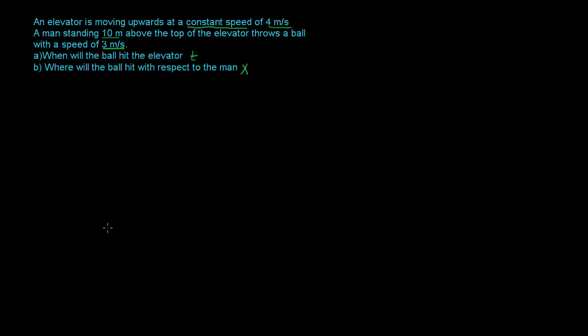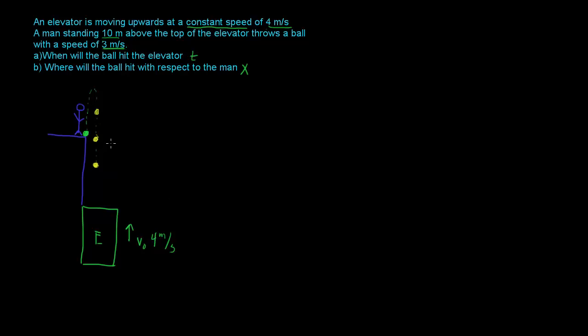If we draw a picture of what we're looking at, we have an elevator right here that's moving upwards with initial speed of 4 meters per second. And a man is standing on a ledge and throws a ball up, and it falls down and at some point hits the elevator. We don't know if it hits below where the man's standing, or above where the man's standing, but it hits at some point.